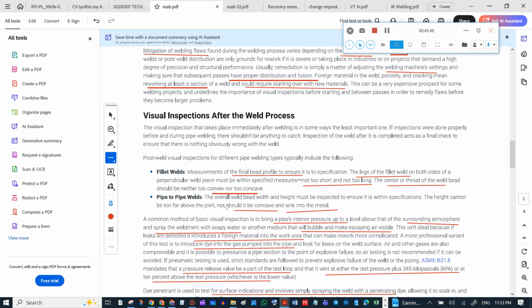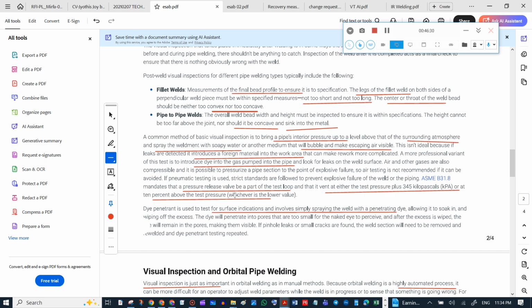So, welding inspections after the welding process: measurements of the final bead profile for fillet welds. The legs of the fillet welds on both sides of the perpendicular weld piece must be within the specified measures, not too short or too large. Usually it is 0.75 throat thickness. The center or throat of the weld bead should be neither too convex nor concave. Then the pipe weld's overall bead width and height must be inspected to ensure they are within specifications. Height cannot be too far above the joint, and the bead should not be concave or sink into the metal.